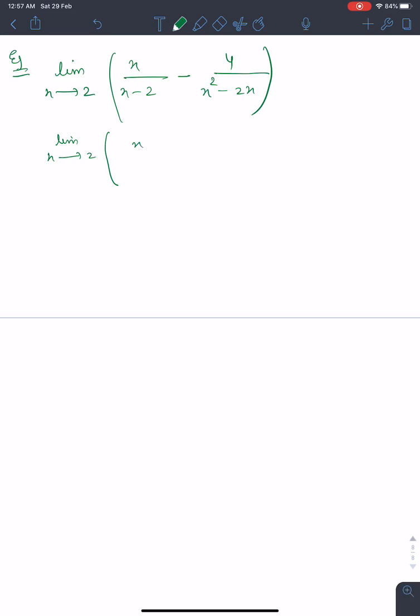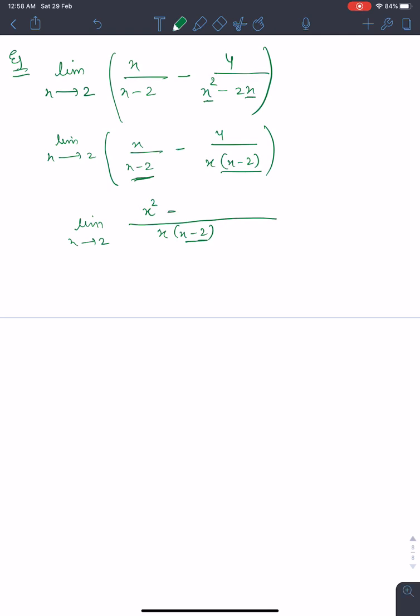x upon x minus 2 minus 4 upon, I'm taking x common from this, so it becomes x into x minus 2. By taking LCM, I hope you understand that the LCM will be x into x minus 2, right? The limit will be the same, x extending to 2. By taking LCM, you are dividing with x minus 2, so you are going to multiply with x square minus 4 into 1. So in the numerator, you got limit x extending to 2, x square minus 4 upon x into x minus 2.